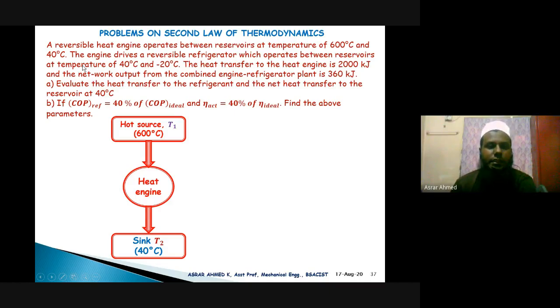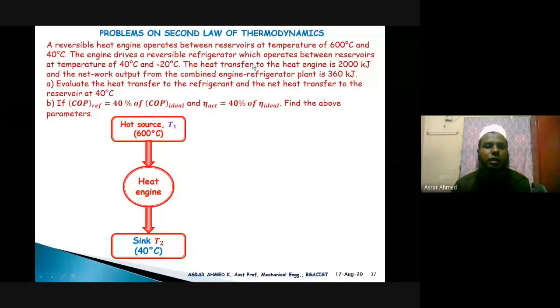Now read the second sentence. The engine drives a reversible refrigerator. Okay, the heat engine is also reversible. Now it is driving a refrigerator. What does it mean? We will be getting some work output from the heat engine, which will be connected to a refrigerator. Heat engine produces work, refrigerator consumes work. So the output of this heat engine is taken and given to the refrigerator. That is what it means. And that refrigerator operates between reservoirs of 40 degrees centigrade and minus 20 degrees centigrade.